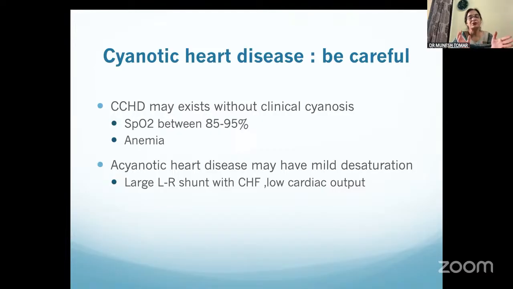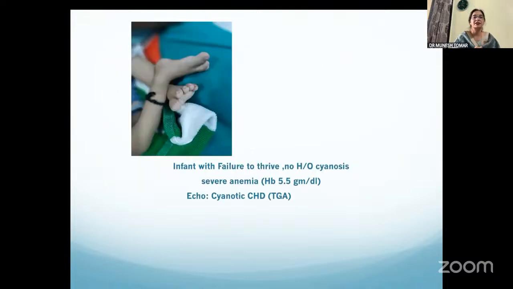In this peripheral cyanosis because of low cardiac output, what the patient needs is protection of the core organs, maintaining the blood pressure and maintaining the peripheral perfusion. So a balance has to be created in this condition. This is an infant who came for echo for failure to thrive.